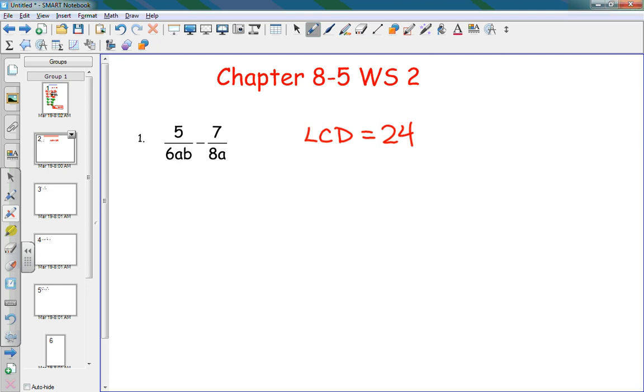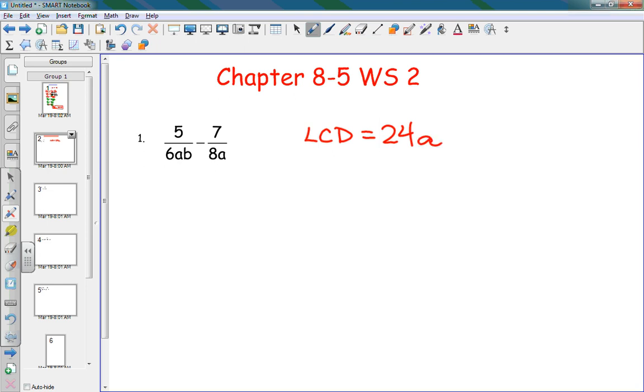Now, in order to do this, you have to have each term represented in your LCD. So, do they both have an A? I take the higher exponent. Well, it's A to the first, and A to the first is going to be simply A to the first.